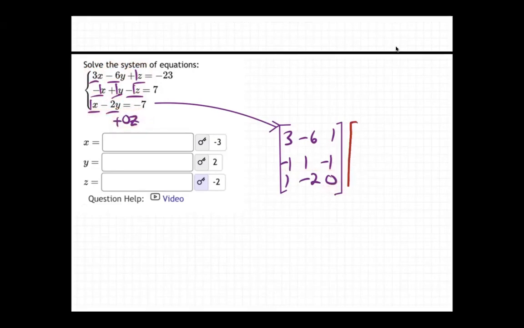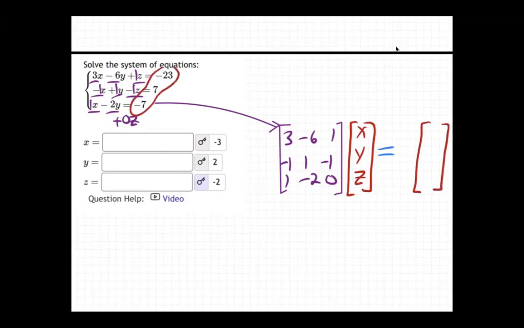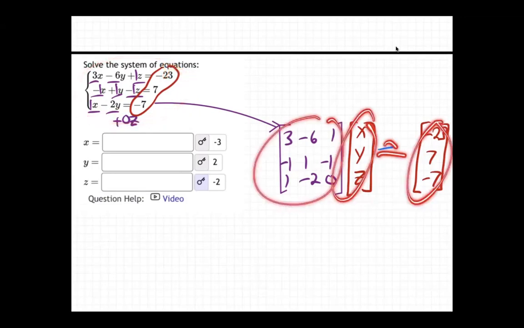And now where do you put those letters? Well, I'm going to put the x, y, z right there. And then equal to, and then on the other side, these numbers, the right side, minus 23, 7, minus 7, like that. Okay, so what I've done is I've rewritten these three equations with three letters as one big matrix equation. It's a big old matrix times x, y, z equals a big old matrix.